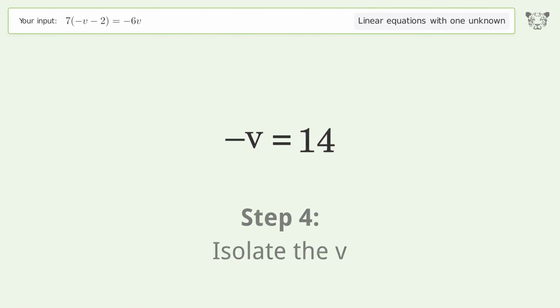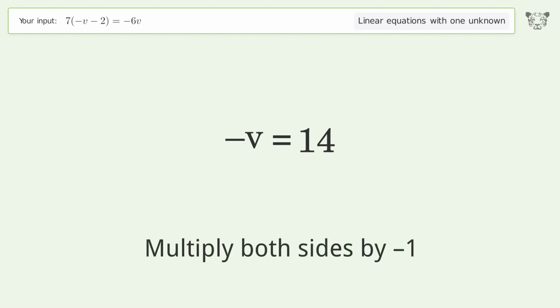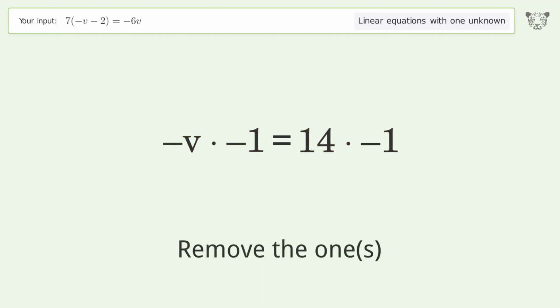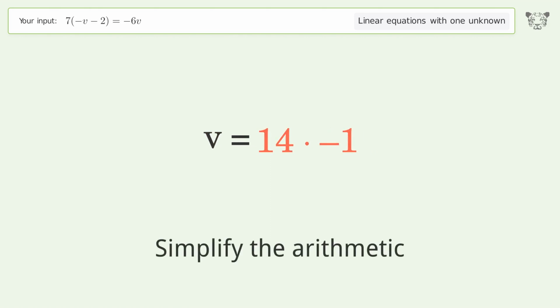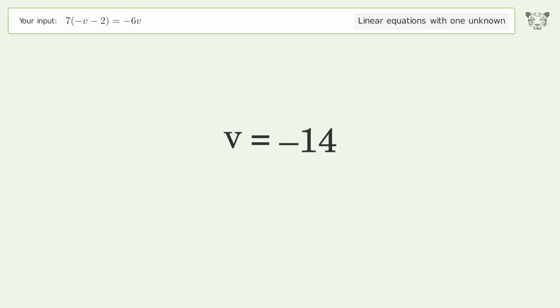Isolate the v. Multiply both sides by -1. Remove the ones. Simplify the arithmetic. And so the final result is v equals -14.